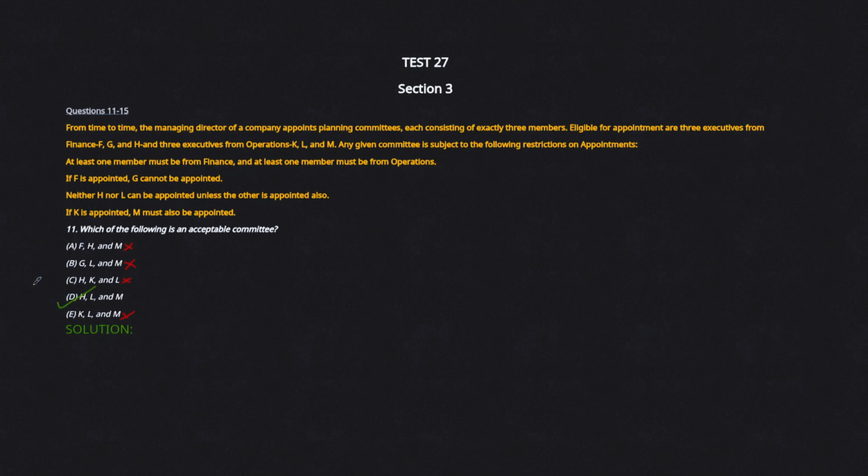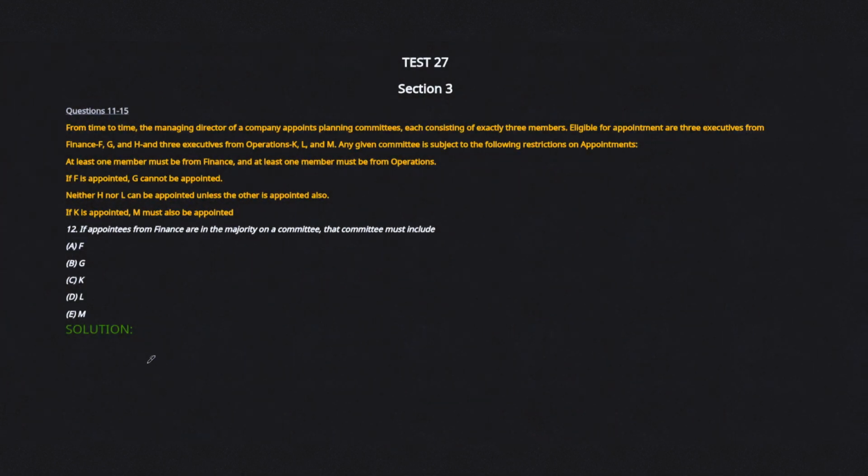Now, I'll go over it again just to make sure that everyone understands it properly. This last one means if K is appointed, M must also be appointed. But it doesn't really mean the reverse. That is, if M is appointed, K doesn't necessarily have to be appointed. It's not a must. It could be, but it's not a must. So that's why we can have M on its own, but we cannot have K on its own. If we have K, we need an M to accompany it, but if we have an M, we don't necessarily need a K to accompany it. So by that logic, D is correct. Moving on to the next one.